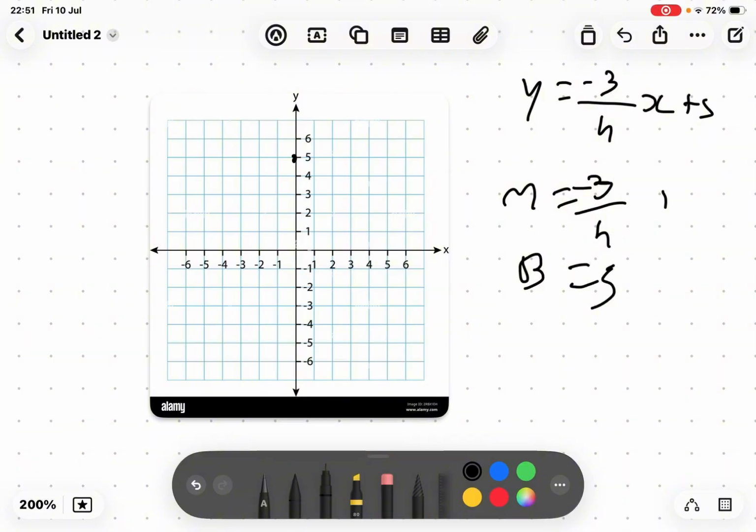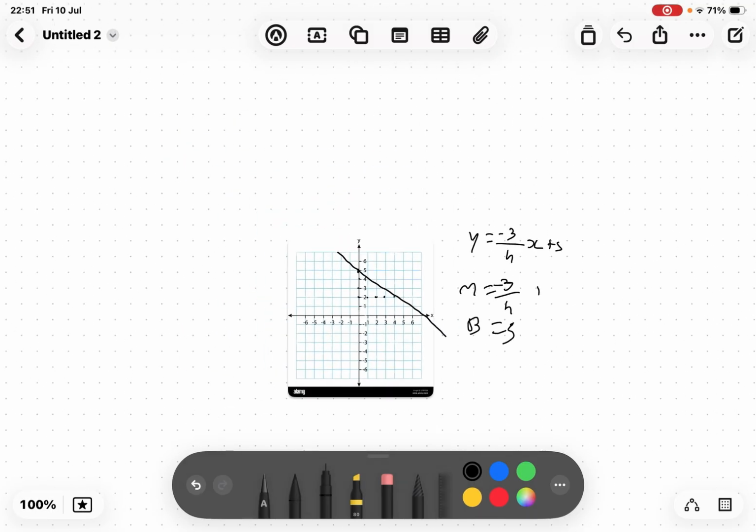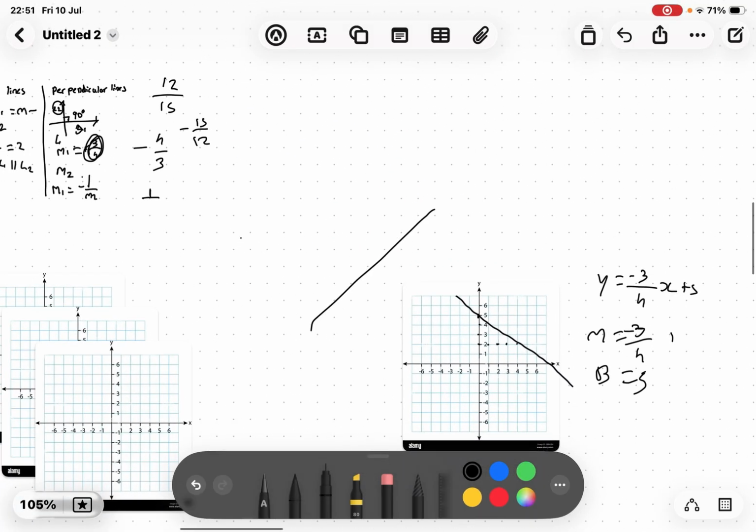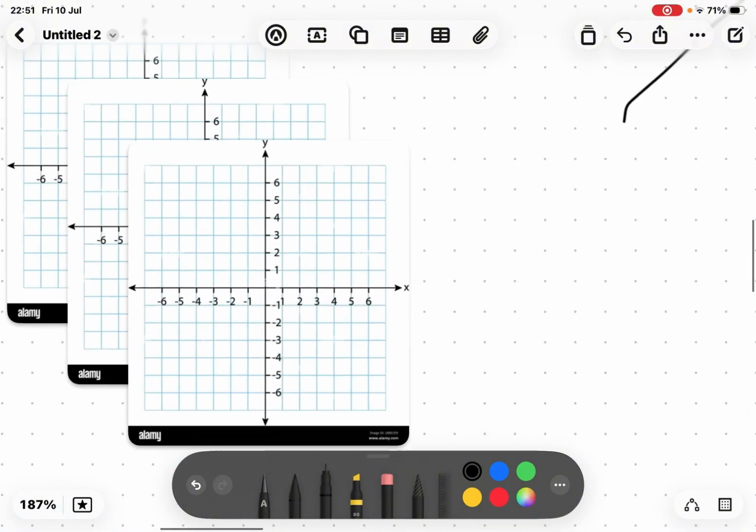So 1, 2, 3, 4, 5, 6. What? No. 1, 2, 3, 4. And we can't even go more, and we only need 2 points to make a line. So it would be something like this. So yeah. Okay, I'll just do it over here.